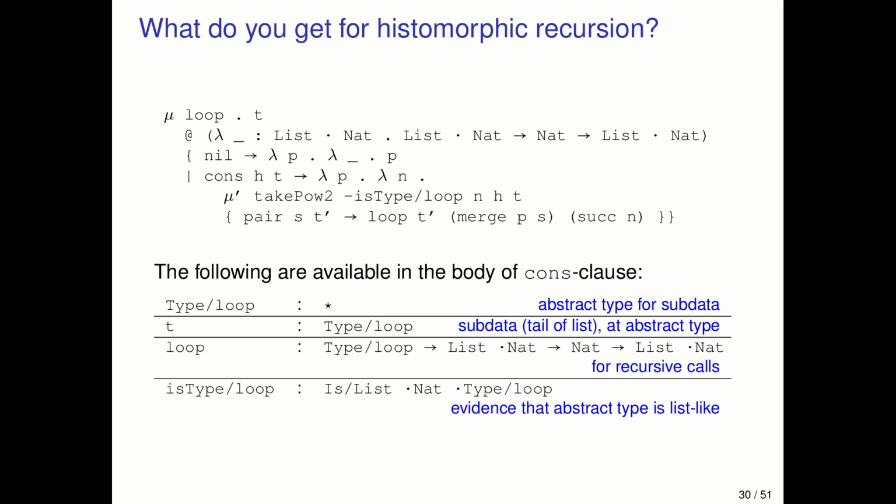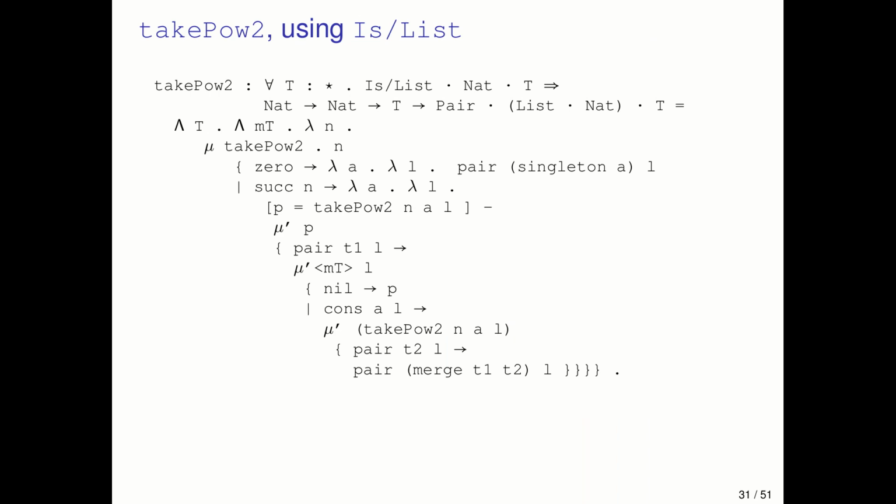And we're going to use that evidence. You can see right here, it's actually getting used. This is type slash loop, the evidence that the abstract type is list-like, and that evidence is going into this takePow2 function. The takePow2 function now says, for any type that's list-like, you give me some of the inputs I need, and you give me something of that type, and I'm going to give you back the sorted list and the remaining list-like data. So we dug through the list, gobbling up a first 2 to the n tree, and there's something left over, and that leftover comes out at t.